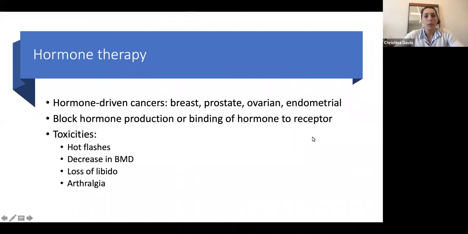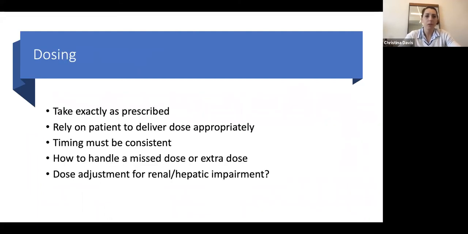And then hormone therapy. So these are hormone-driven cancers, like I said, breast, prostate, ovarian, endometrial. Really the drugs for these cancers block hormone production or the binding of the specific hormone to whatever receptor it normally binds to. So toxicities here, as you can imagine, things more like hot flashes, changes in libido, decrease in bone mineral density, joint pain, etc.